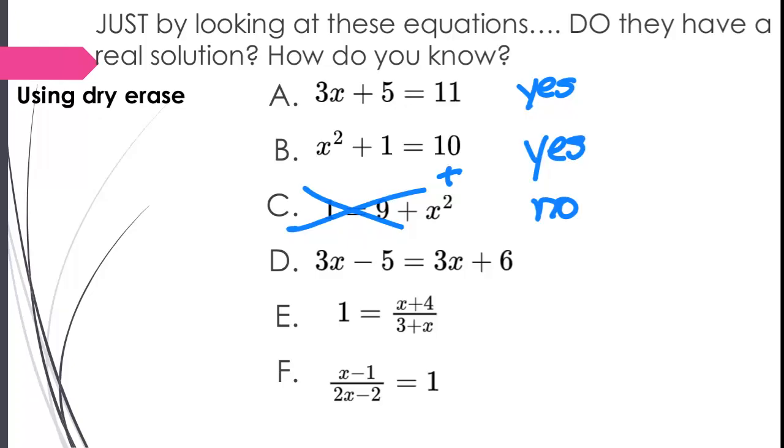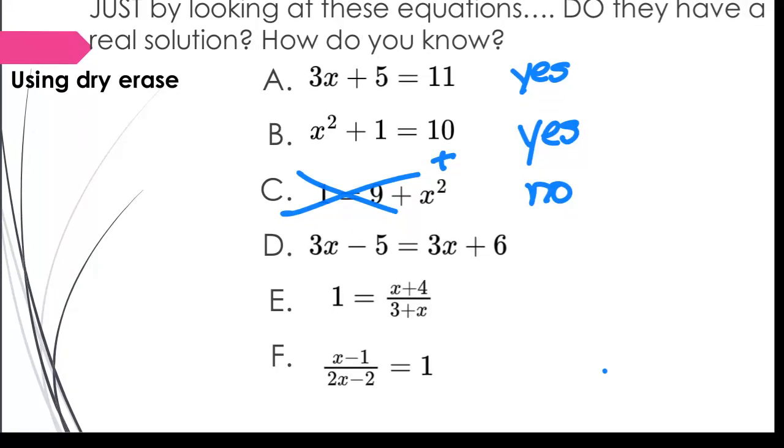Okay. Yeah, I mean, if we take away the 3x, you're comparing negative 5 to 6. That's never going to be the same. It doesn't matter what you substitute in because they would be the same on both sides.